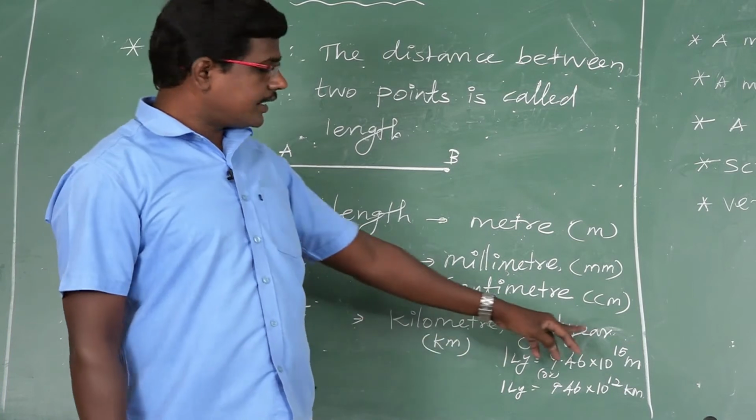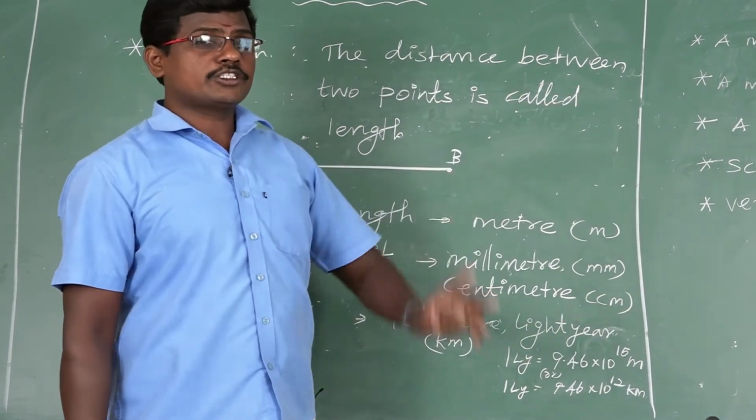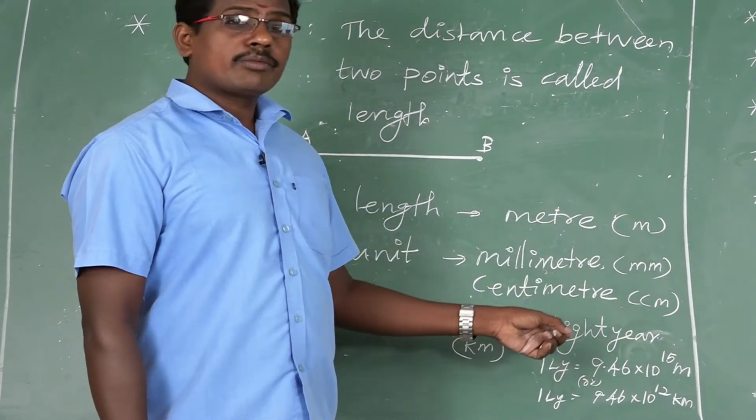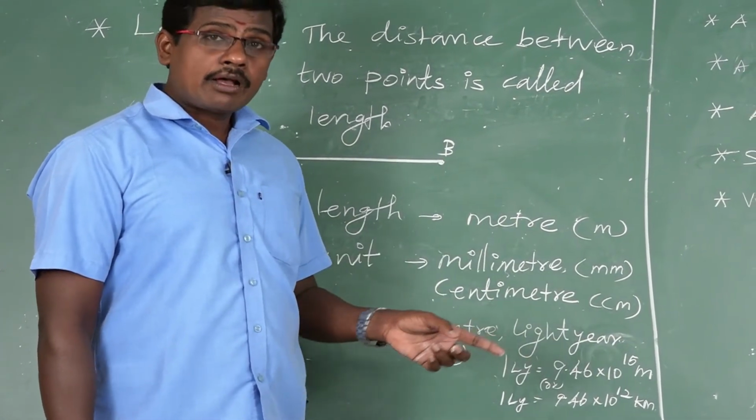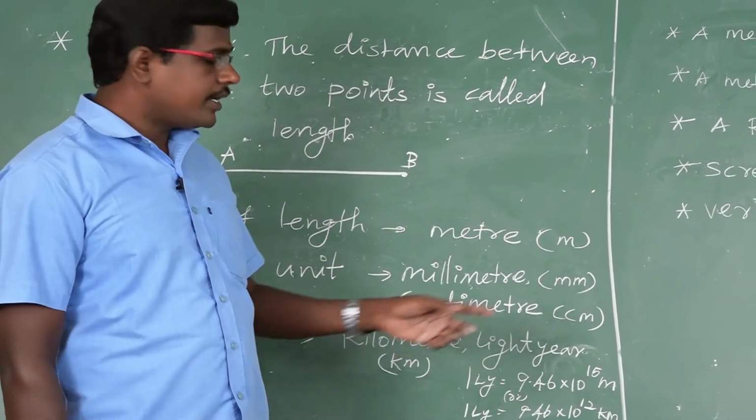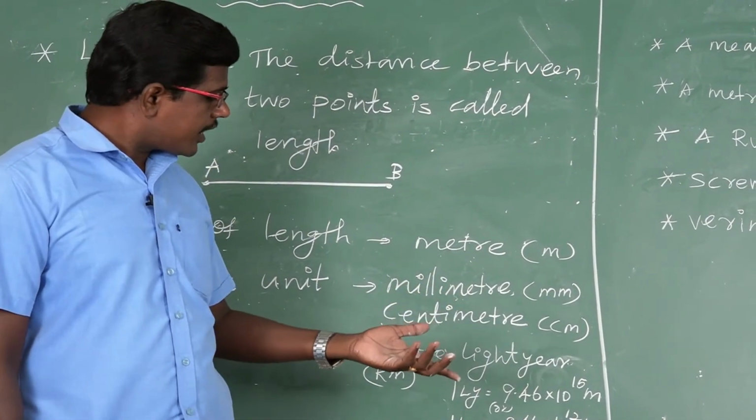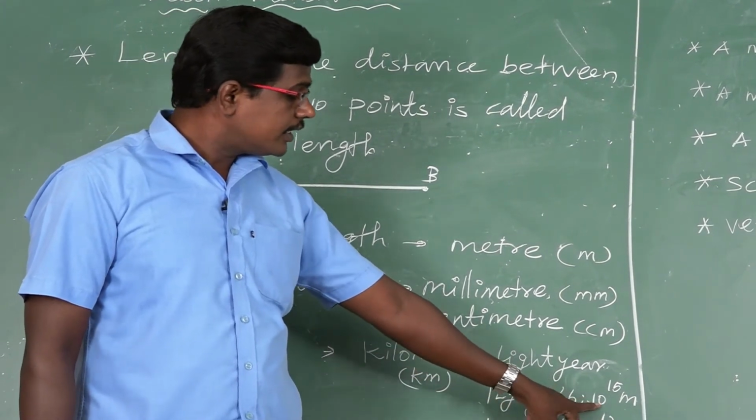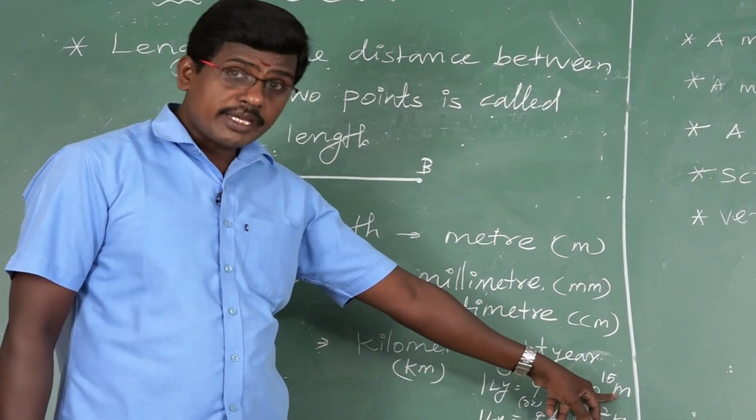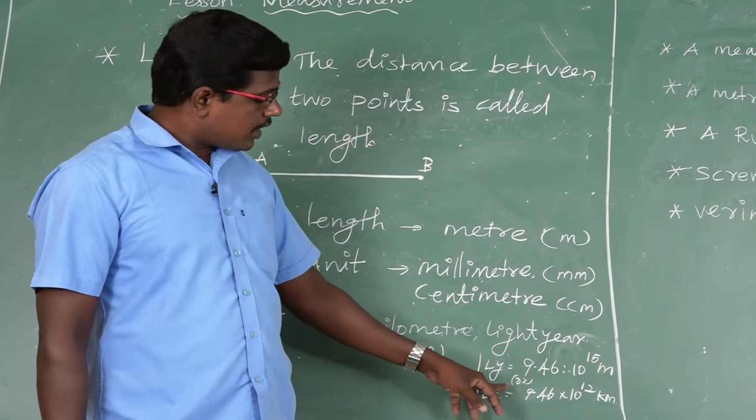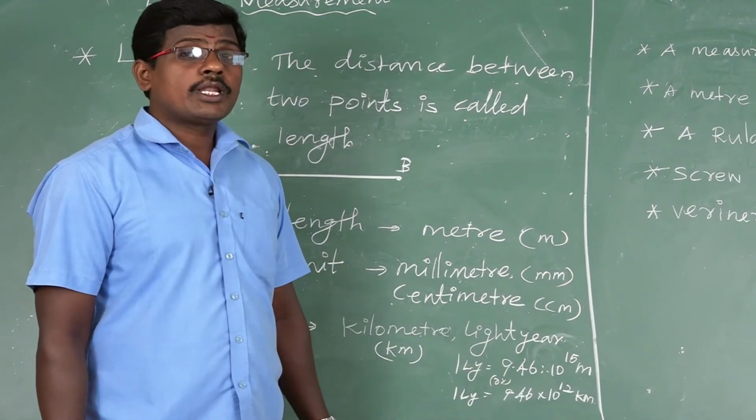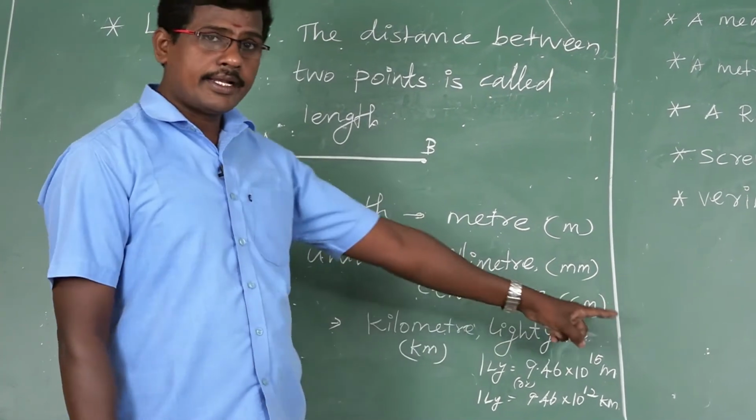So what is the light year? It is a unit for measuring larger distances. A light year is the distance light travels in a vacuum in 1 year. What is the value of a light year? 1 light year equals 9.46 times 10 power 15 meters. 1 light year is 9.46 times 10 power 12 kilometers.